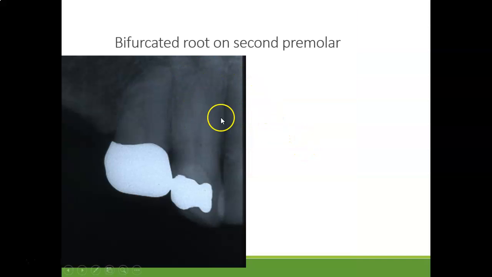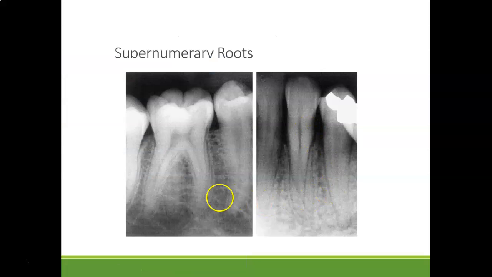Bifurcated root on a second premolar. So here we go again. Here's two roots on a maxillary second premolar. This is that same picture from earlier. It showed up again, the one with the root in the center and the bifurcated canine.